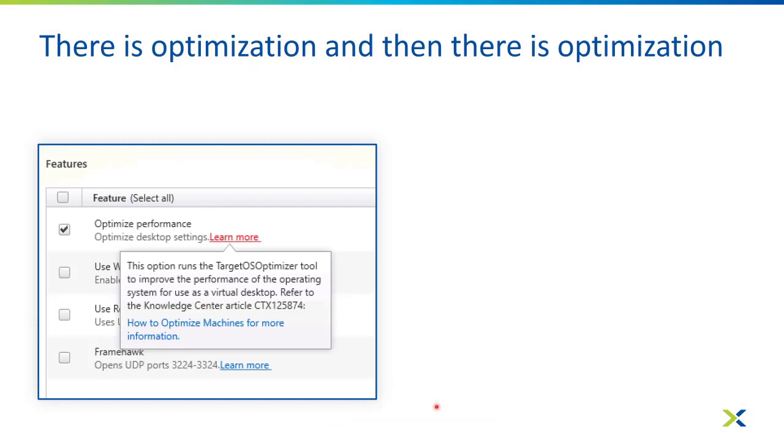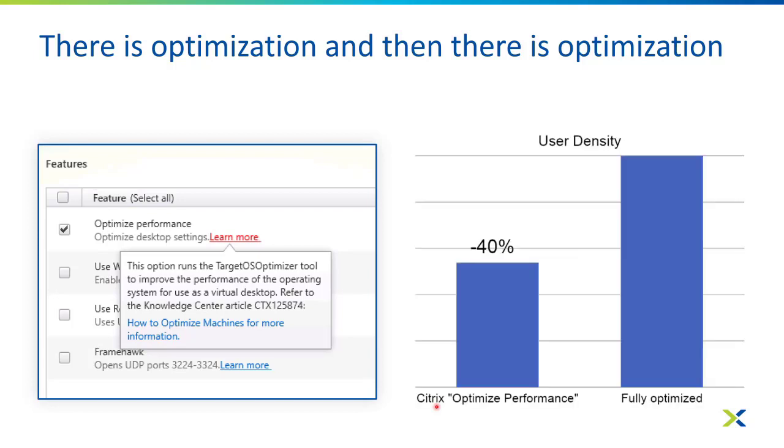So there is standard optimization, and then there is real optimization. Not being negative towards VMware or Citrix with their optimization tools, they do a decent job, but it's basic optimization. It's the first step in that process. So again, a comparison between a fully optimized desktop and, not being negative, a Citrix optimized desktop. We're seeing a reduction in user density.